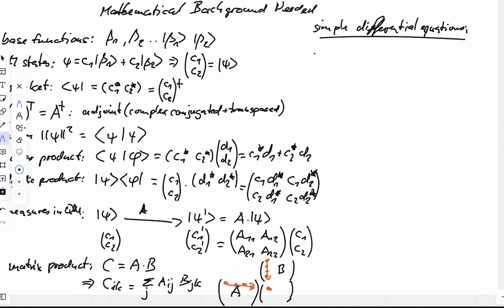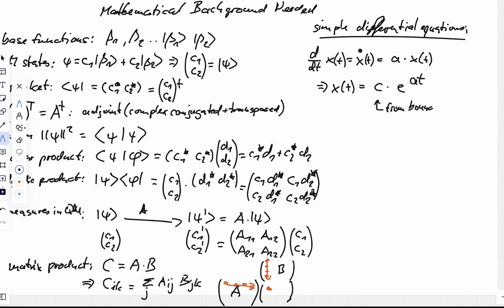So the most simple ones, first order differential equations, is d over dt of x of t, which is mostly described by the x dot of t. That is, for example, a times x of t. This has a very simple solution. This is simply x of t equals c times e to the a times t. And in this case, the exponential is a times t. And the factor c here originates then from additional boundary conditions.